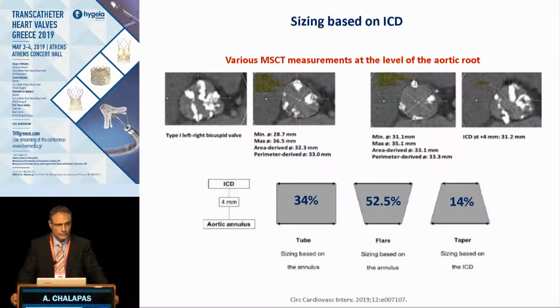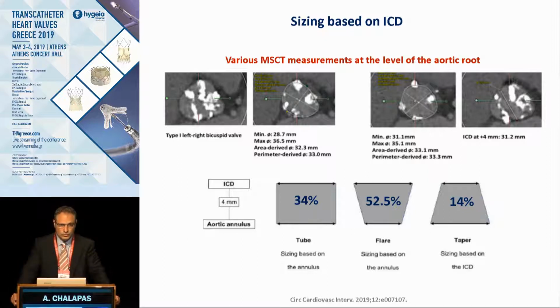There are different configuration types when we compare the aortic annulus and this parameter. We have the tube type, which occurs in up to 34% of the cases. We have the flare type, which occurs in 52% of the cases, and the taper one, which occurs in 14% of the cases.